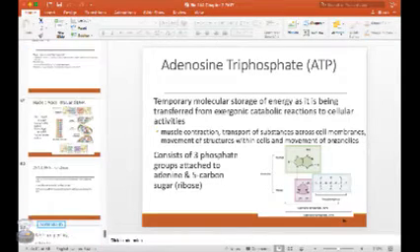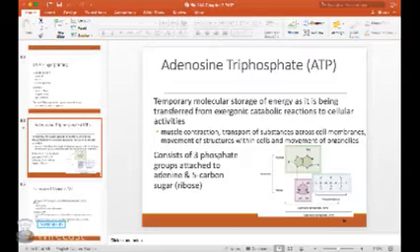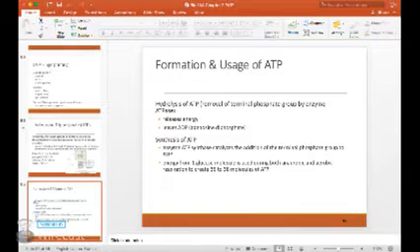ATP, the function of ATP, the reason that we have ATP is so that we can temporarily store energy. So we're going to be able to store energy temporarily in our cells as ATP. And the reason that we can do that is because we've got these 3 phosphate groups over here. Okay, and that's where the synthesis and hydrolysis of ATP is actually going to happen, with these phosphate groups.